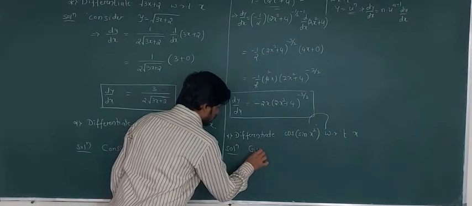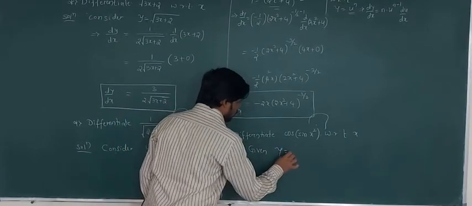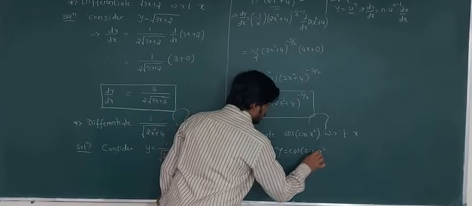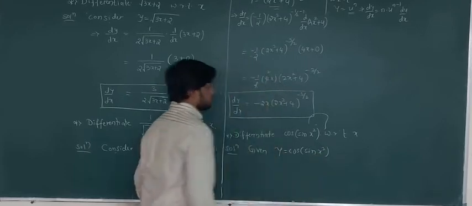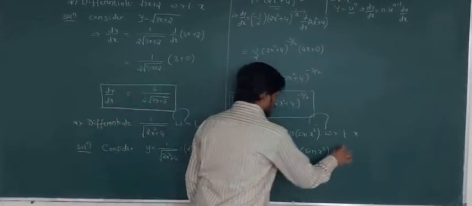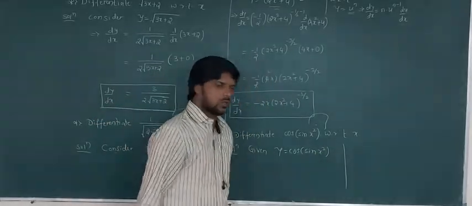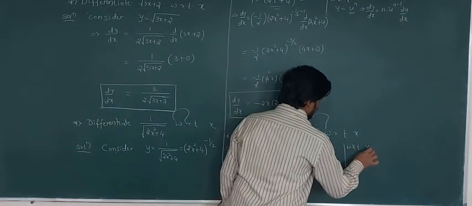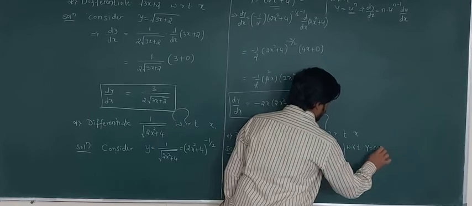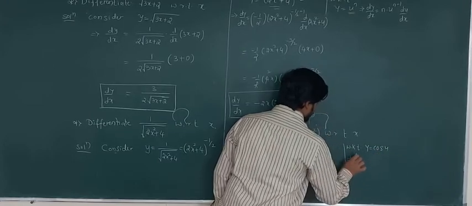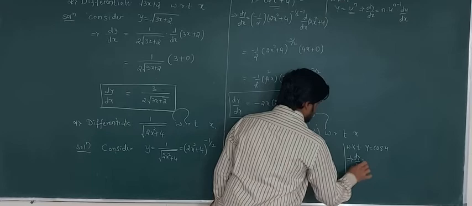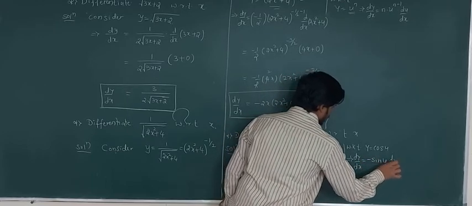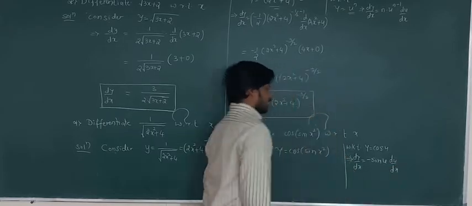Here the given function is, consider y equal to cos of sin x square, and we know that cos u differentiation, we know that if y equal to cos u, then the derivative of this function, dy by dx, is equal to minus sin u into du by dx.